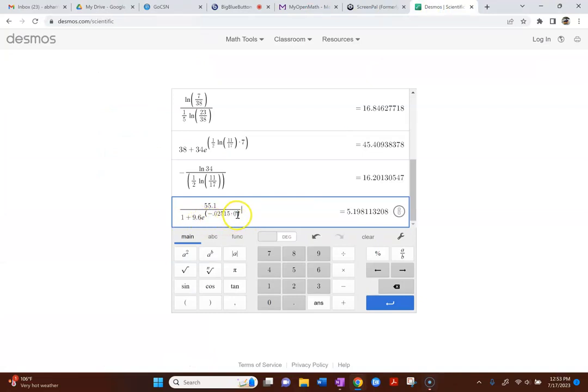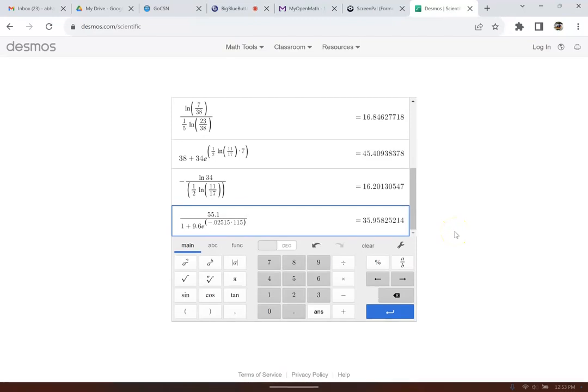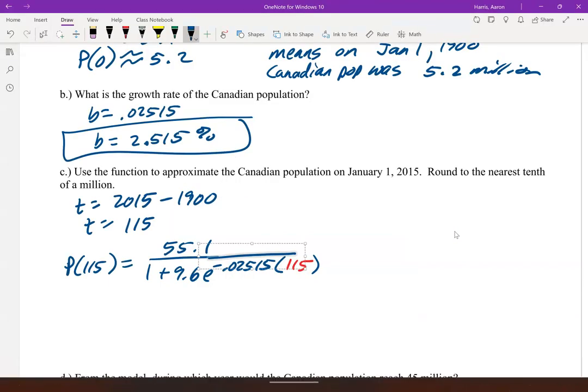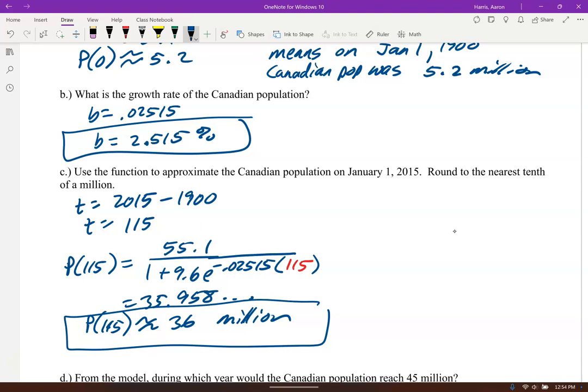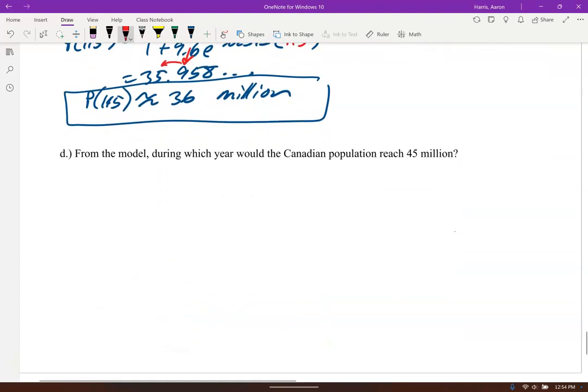So it's all the same stuff except t is not zero, time is 115. And it looks like we get 35.958, approximately 36. Remember, this is in millions. And by the way, I was rounding to the nearest tenth here, but that bumps it up, so I'll bump that up to 36. So 36 million was the Canadian population on January 1st, 2015, 115 years after 1900.